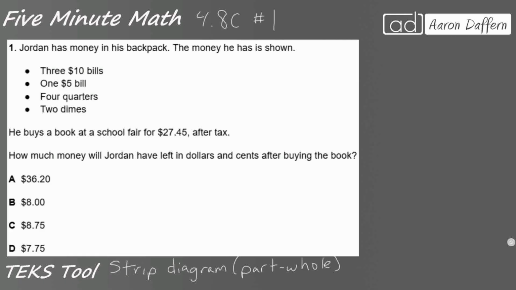So we've got some money. Jordan has three $10 bills, a $5 bill, quarters, dimes, and he buys a book at the school fair. So how much money will he have left?